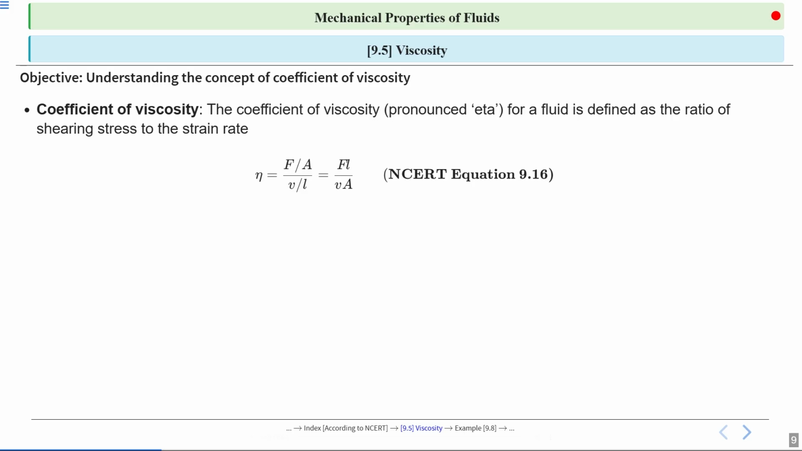Now, mathematically, eta is equal to force upon area divided by velocity upon L, which, when rearranging the terms, gives eta equal to FL divided by VA. And if we talk about the SI units, it will be the poiseuille. So this unit is not commonly used in everyday situations, but it's important to know for scientific work.